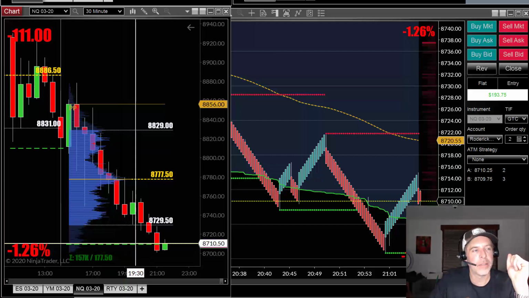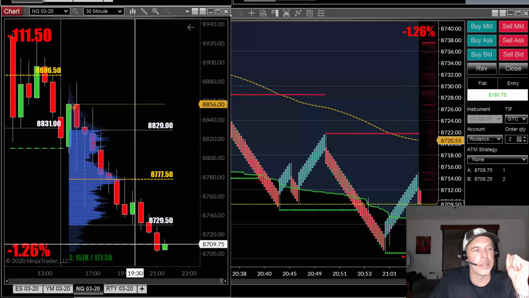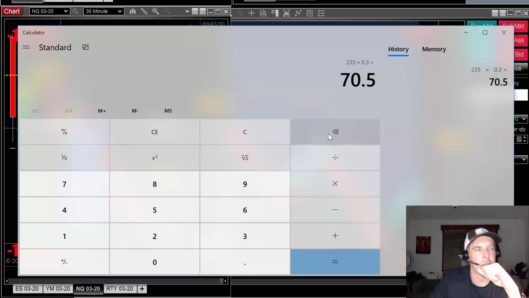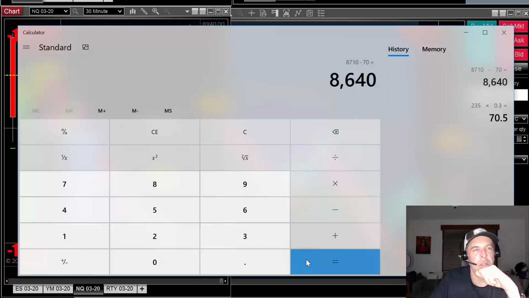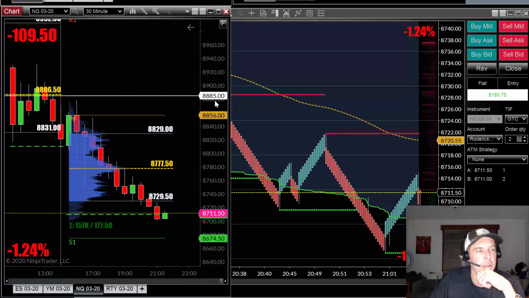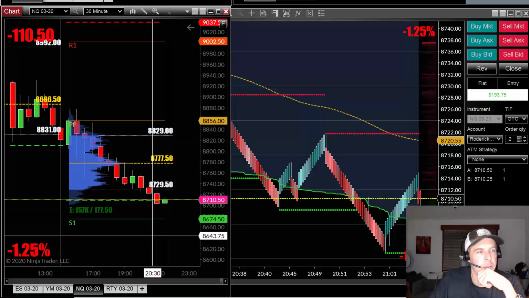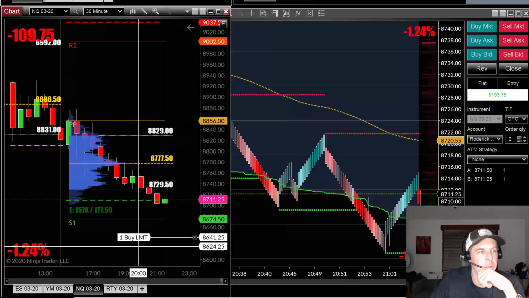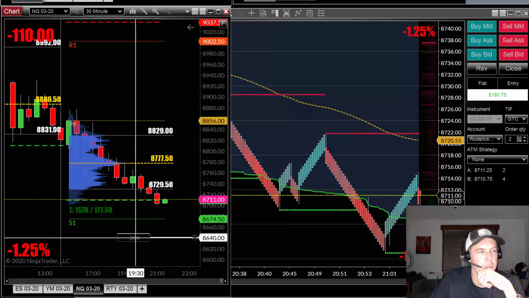So we got 87. I'm just going to make it easy, 87.10. And just so I don't mess this up at all, let's go ahead and clear this and say 87.10 minus 70 equals 86.40. That's where our buy stop is going to go. Buy limit is going to go. 86.40 is where our buy is going to go. Right here, 86.40. Doesn't have to be perfect. Down a teeny bit. There we go.